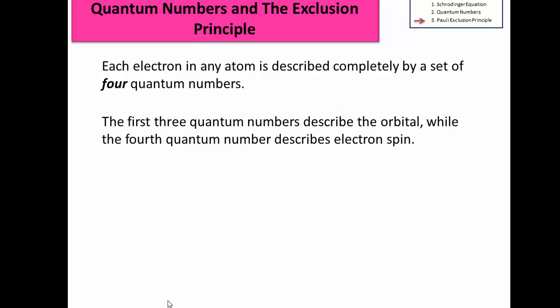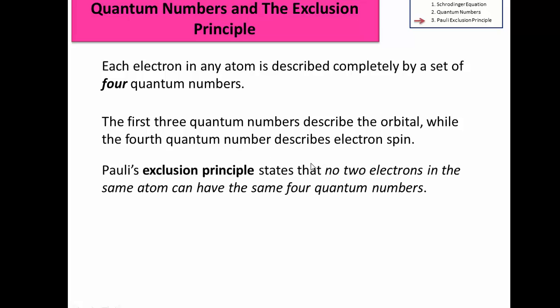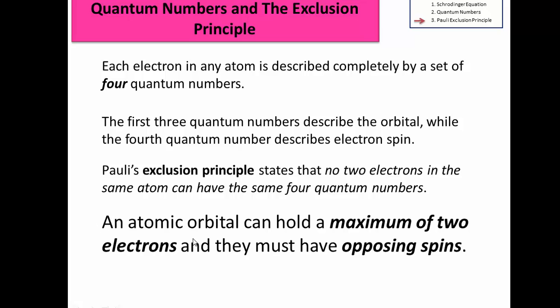Okay, so trying to tie all of this together, why quantum numbers are important. One really important principle is what's called the Pauli exclusion principle. So each electron in an atom is described completely by a set of 4 quantum numbers. The first 3 describe the orbital, and the 4th describes the electron spin. And the Pauli exclusion principle says that no 2 electrons in the same atom can have the same 4 quantum numbers. So an atomic orbital can hold a maximum of 2 electrons, and they must have opposing spins. Each electron has a unique set of quantum numbers. So what that means is in each orbital, you can only have 2 electrons.